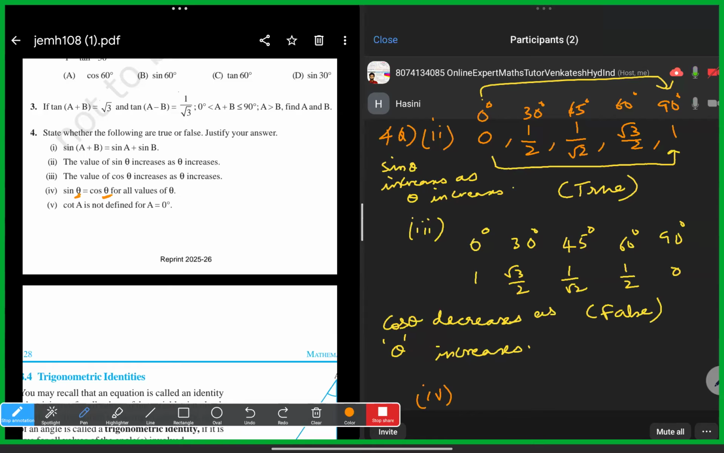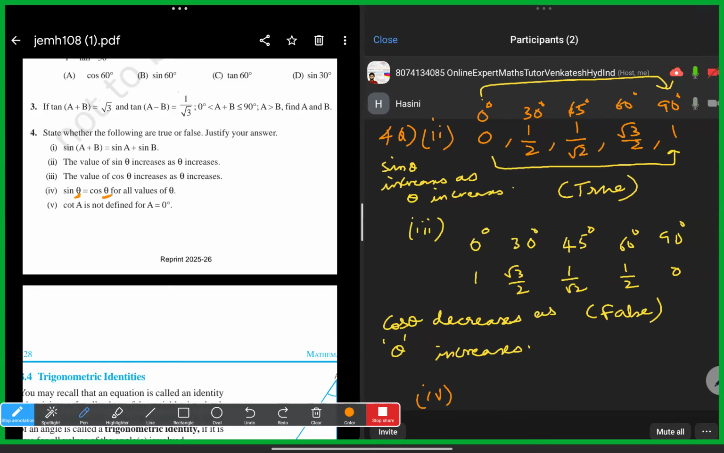What is the meaning of it, Hasni? For all theta values like 0, 30, 45, 60, and 90, sin theta is cos theta. But it's false actually. For all the angles it's equal, they said. It's only equal for 45 degrees, sir. Yes, Hasni. When theta is 45 degrees, then only sin 45 and cos 45 are the same. Otherwise, they are not the same.